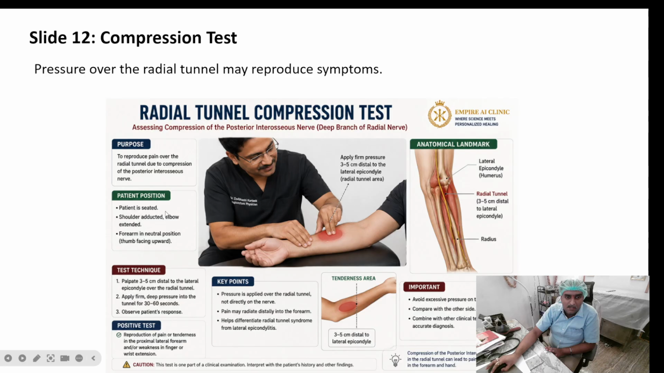Patient position: the patient is seated, shoulder adducted, elbow extended, forearm in neutral position, thumb facing upward. So you can see this. Test technique: palpate 3 to 5 centimeters distal to the lateral epicondyle over the radial tunnel. Apply firm deep pressure into the tunnel for 30 to 60 seconds. Observe the patient's response. Positive tests include reproduction of pain or tenderness in the proximal lateral forearm, or weakness in finger or wrist extension. So this is the tenderness area.